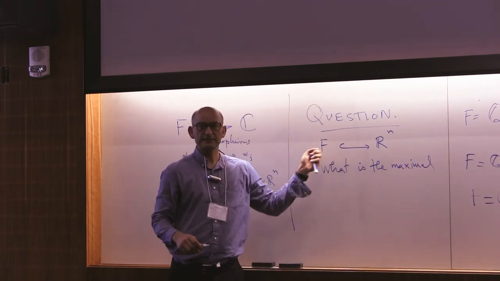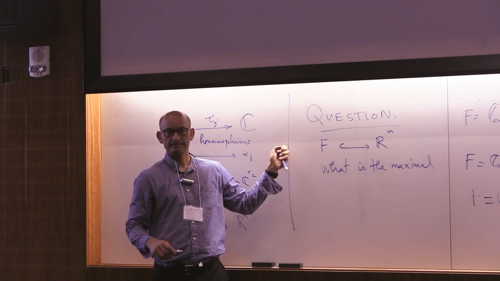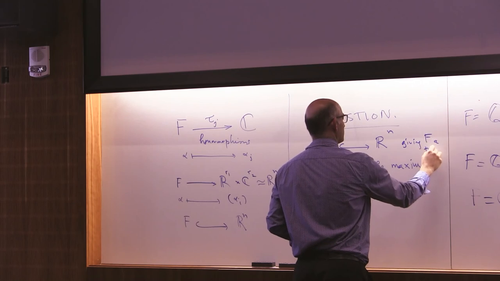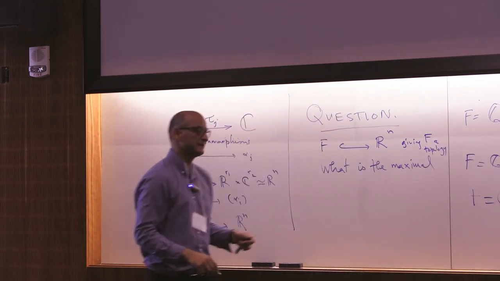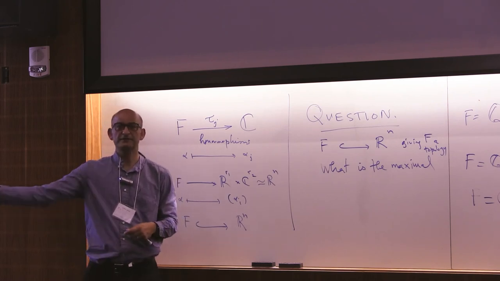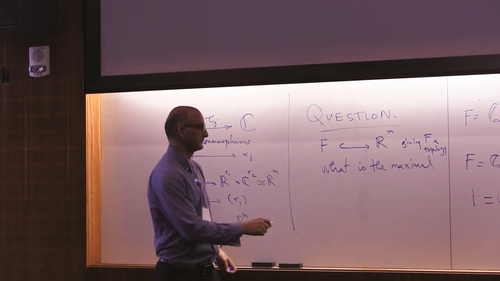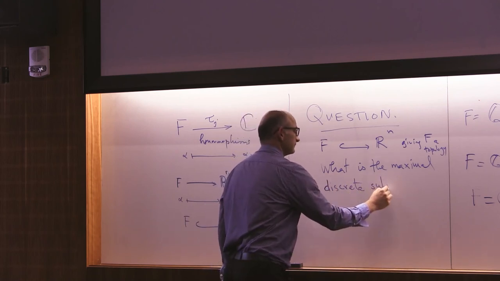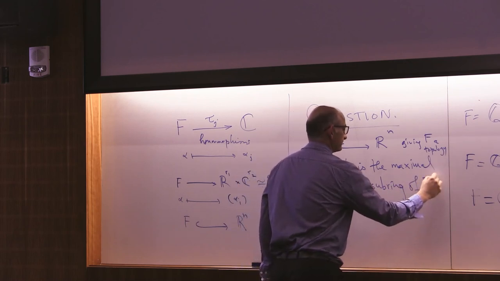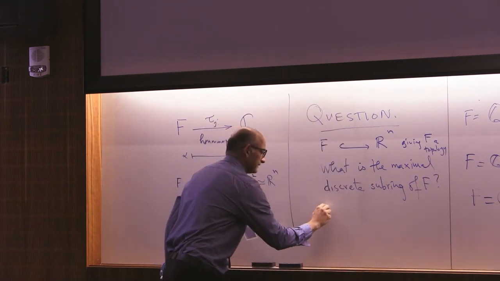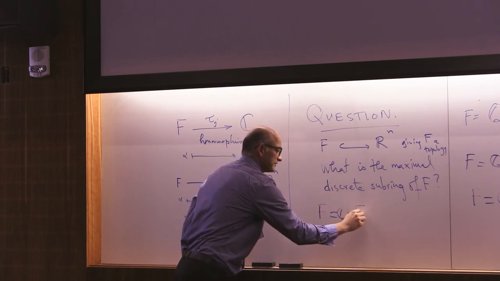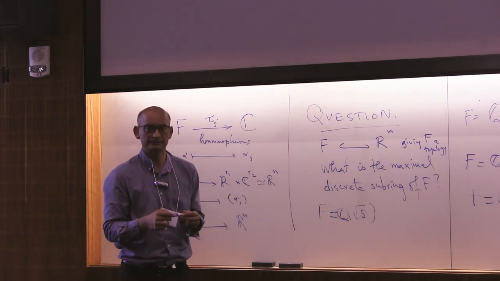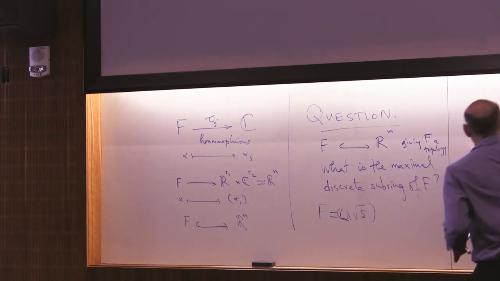so think of this map as giving you a topology on F. And if you don't know what that means, don't worry about it. Just don't answer the question. Throw the question away, write it in the back of your notebook for later on, whatever. What is the maximal discrete subring of F? Really it suffices to think about this just in terms of a quadratic field, Q(sqrt 5), Q(sqrt -7), whatever you want.